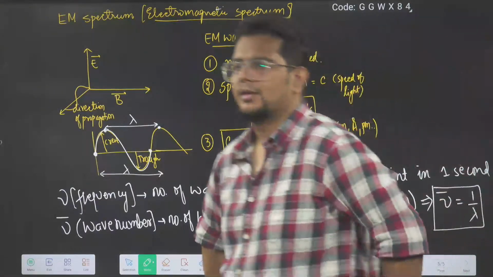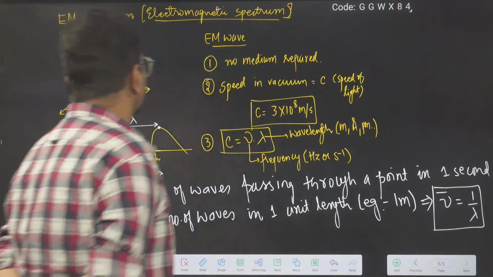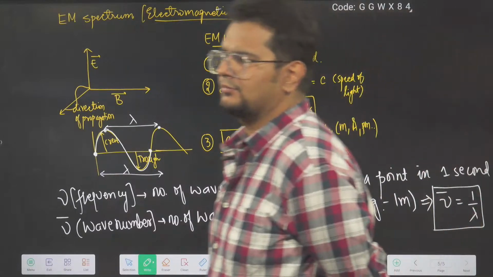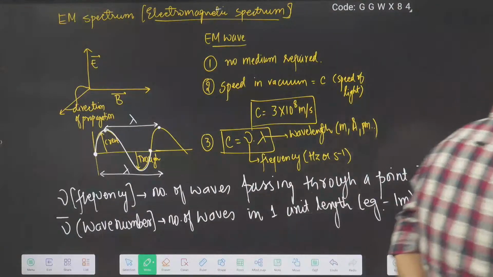Say bhai, is the meaning of the 3 frequency, wavelength and wave number clear to you? Done?